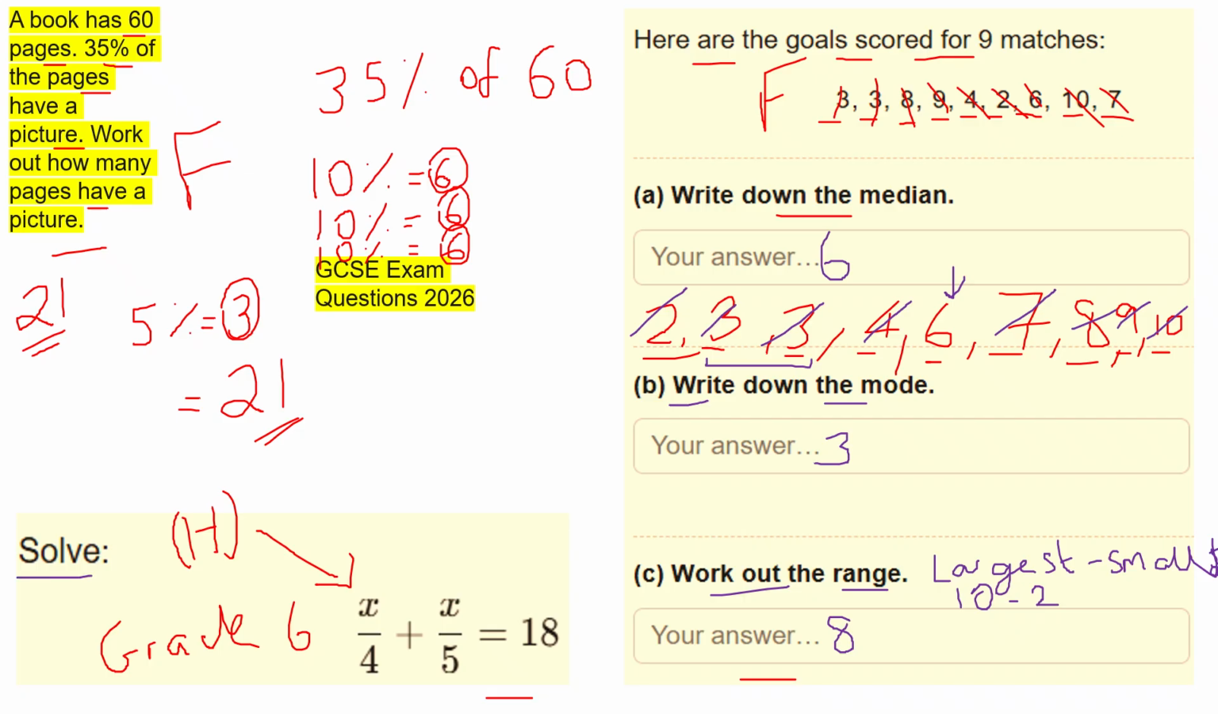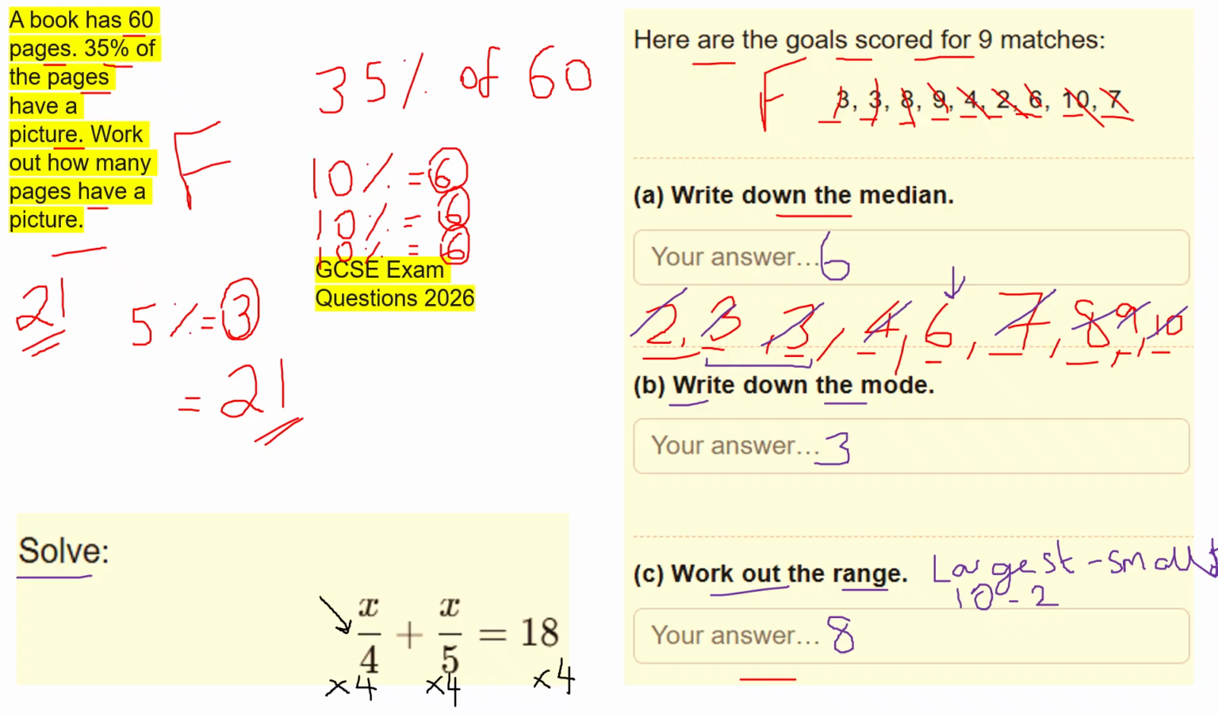Okay, so finally looking at some solving equations involving fractions. So we've got x over 4, or x quarters, plus x over 5, or x fifths, equal 18. So a couple of different ways of obviously tackling this problem. One way is to get rid of this divide by 4. So I'm going to multiply all 3 terms by 4. So I'm going to multiply everything through by 4.